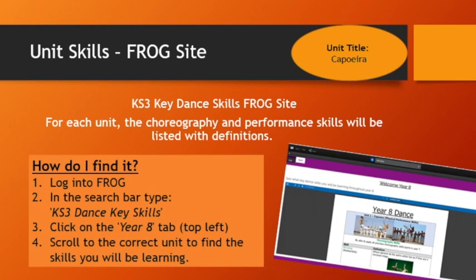Okay, what you need to do is you need to log into Frog, and then in the search bar you need to type KS3 dance key skills, and then it should come up with something that looks, when you click on it, like the image on the bottom right, and then click on the Year 8 tab towards the top of the left hand side of the page. Obviously making sure you're clicking on Year 8 and then scrolling down to the correct unit to find the skills that you will be learning. So as you can see here, this unit title will be Capoeira.